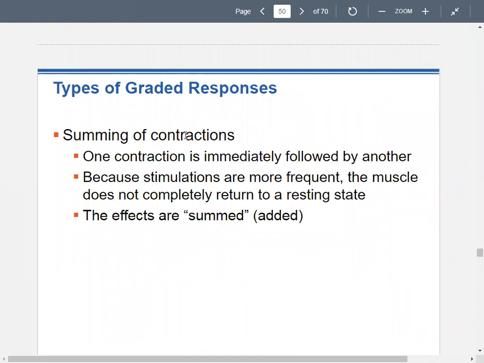Now, contractions can also be summed when you have multiple contractions. So if one contraction is stimulated and you follow it up with another contraction, you get more than the individual contractions. So it's kind of a synergy. It's kind of like 1 + 1 is 2, but if 1 and 1 are working together, you can create some reaction that's more than 2.